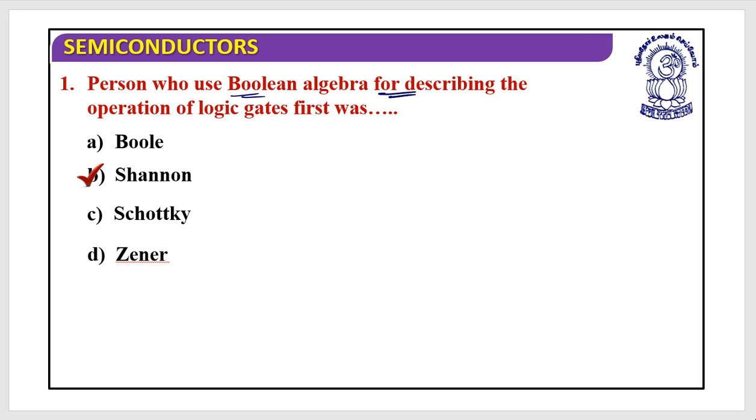The person who first used Boolean algebra for describing the operations of logic gates was, yes, Shannon. He was the person who used Boolean algebra for describing the operation of logic gates.